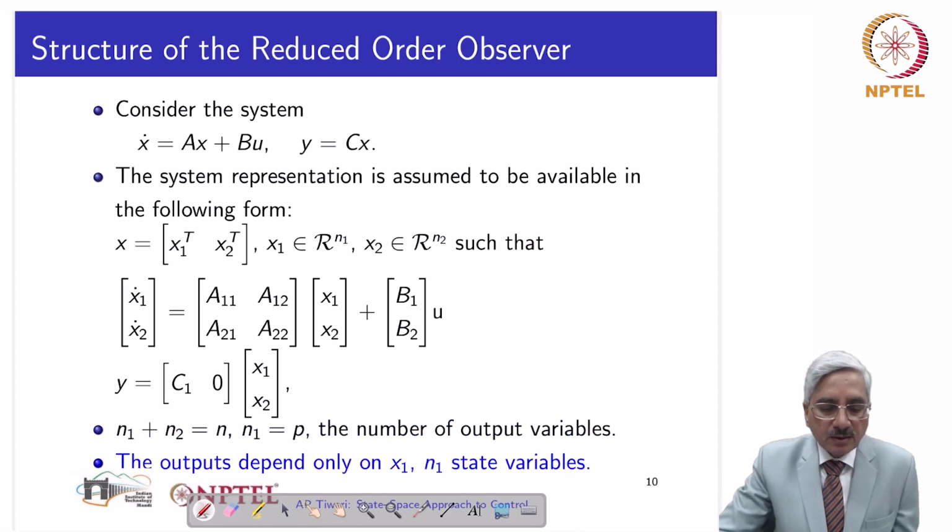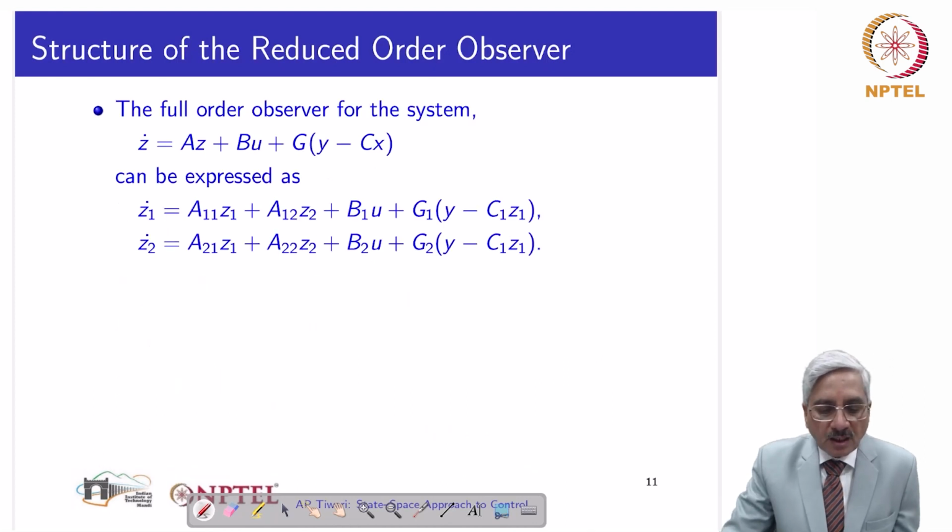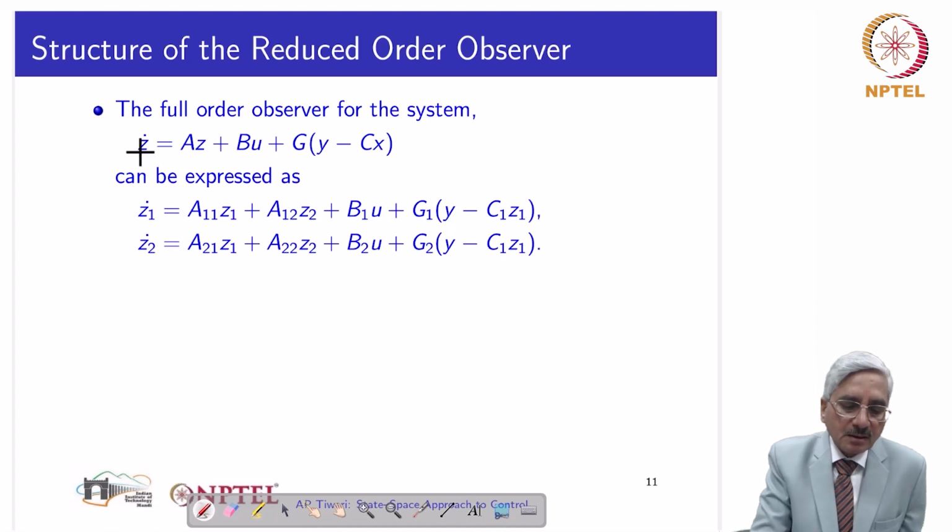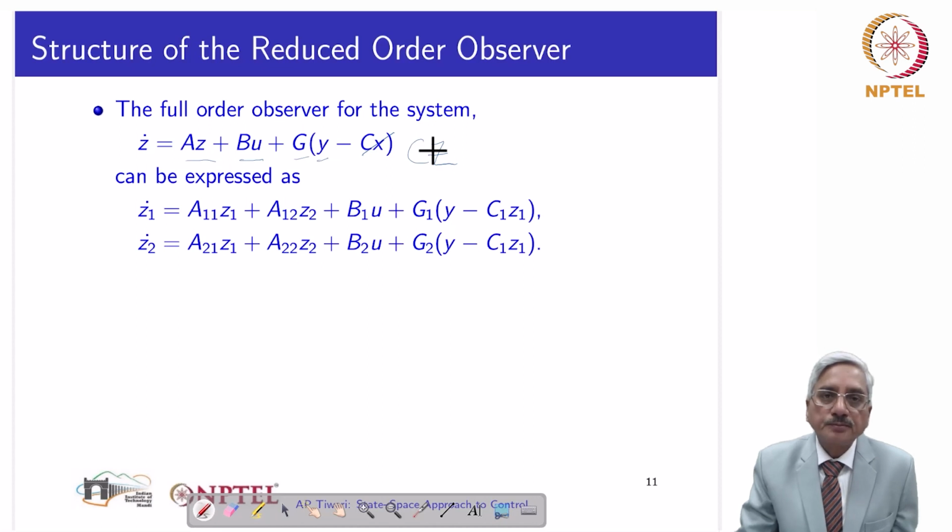Now, because it is available in this form, it is very clear that we can make use of that property to design the reduced order observer. That is basically the intent. So we start with the equation for the full order observer. If we think of a full order observer for that system, it will be like this: z dot is Az plus Bu plus G times y minus Cz.